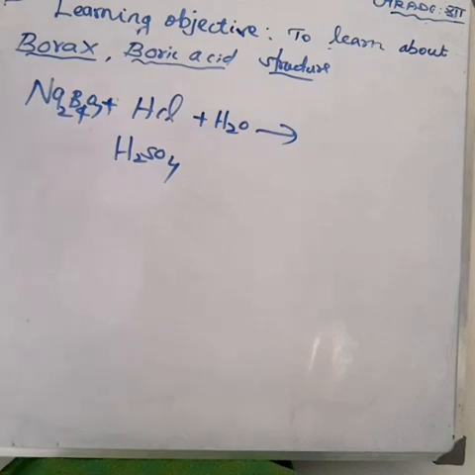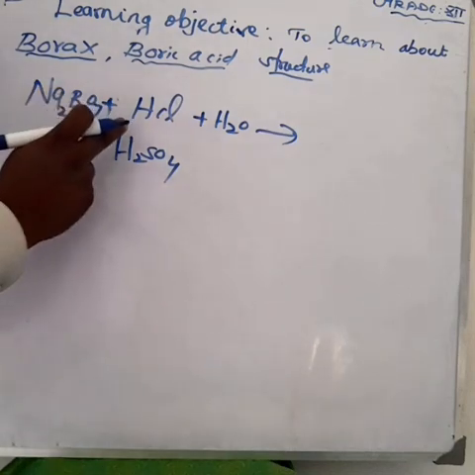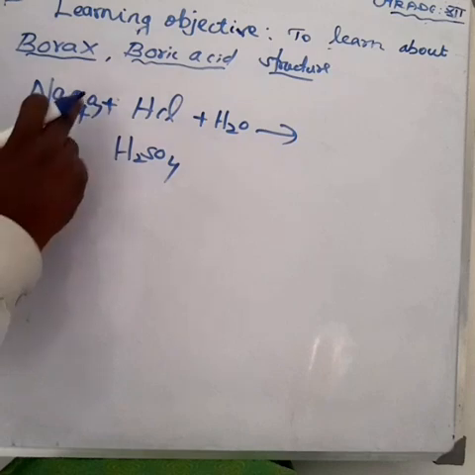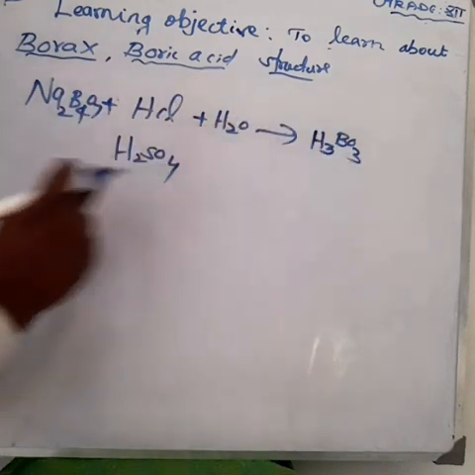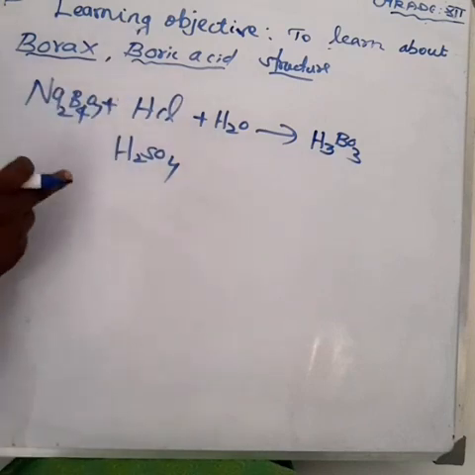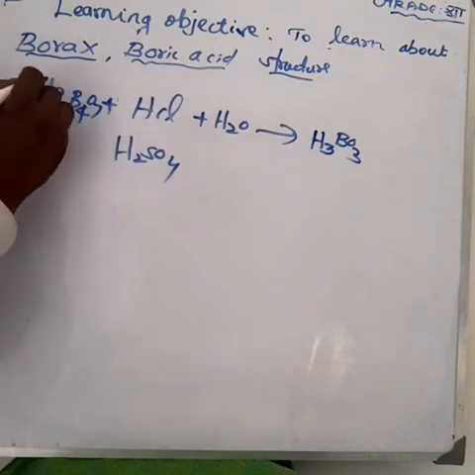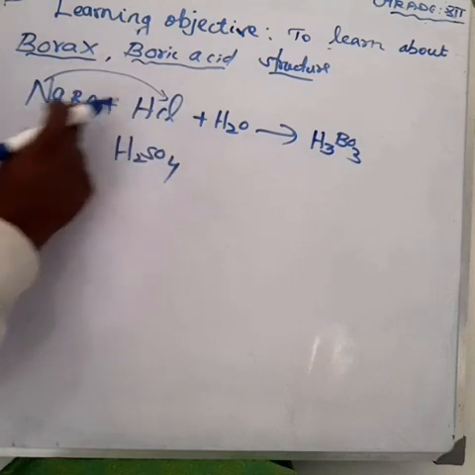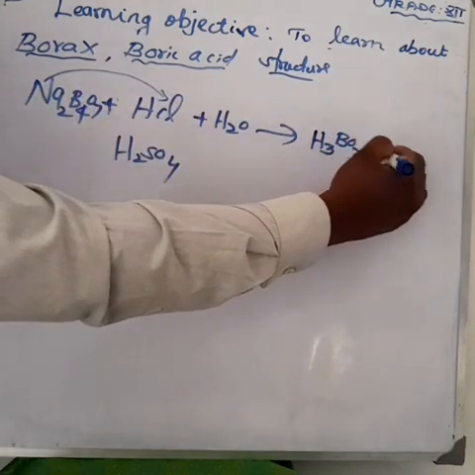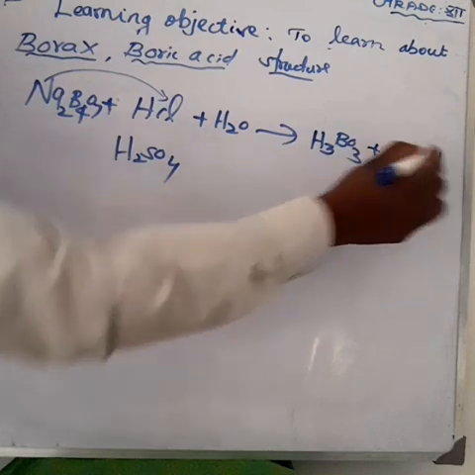Borax reacts with the dilute acid. Don't forget that. We get boric acid. What is the formula? H3BO3. Next, the sodium combines with the Cl, and we get NaCl, sodium chloride.